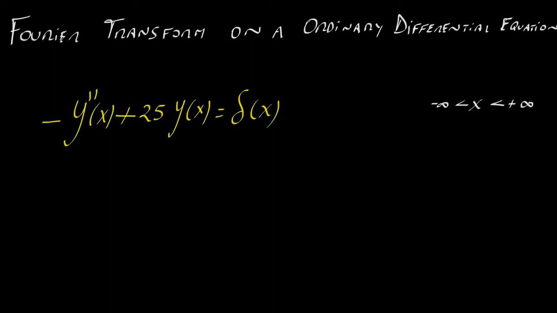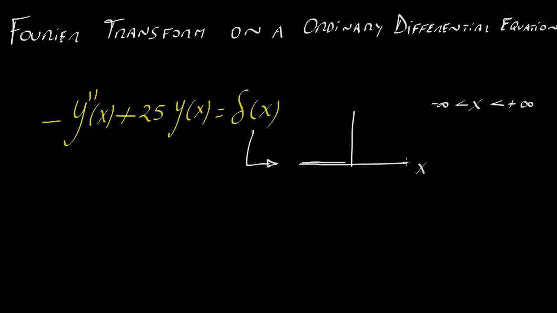Let's try to apply the tool of the Fourier transform over an ordinary differential equation. Okay, so this is an ordinary differential equation: negative the second derivative of y of x plus 25 y of x equal to delta Dirac of x. What is this delta Dirac?